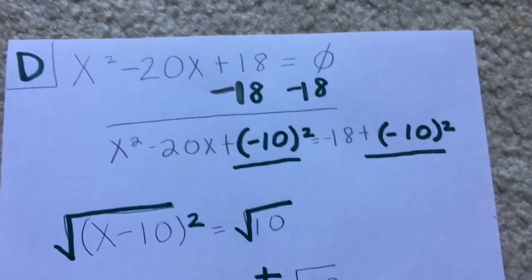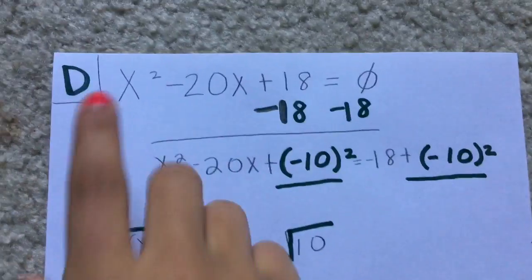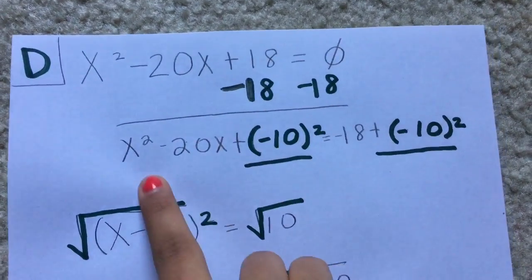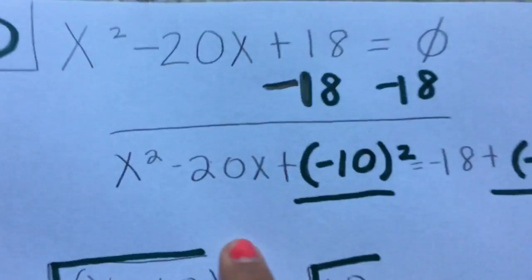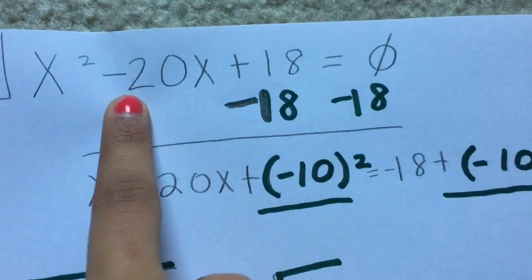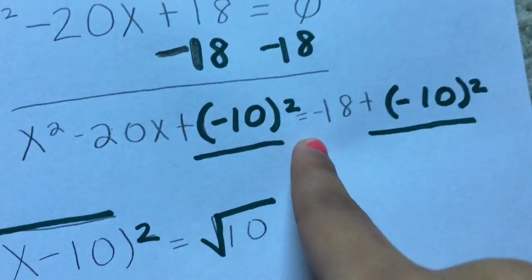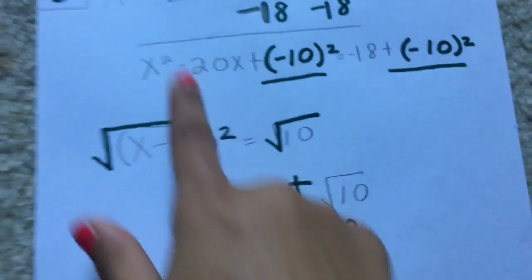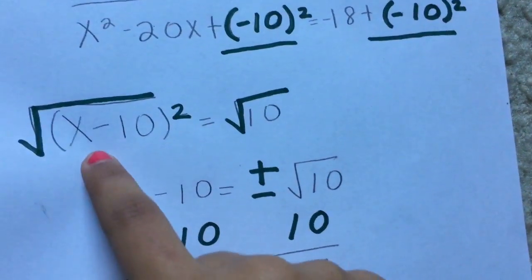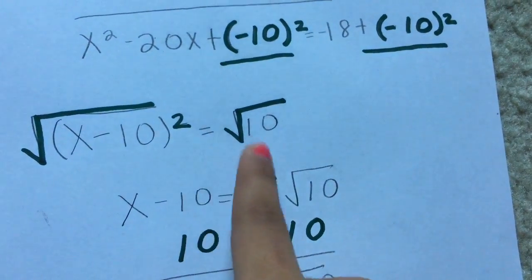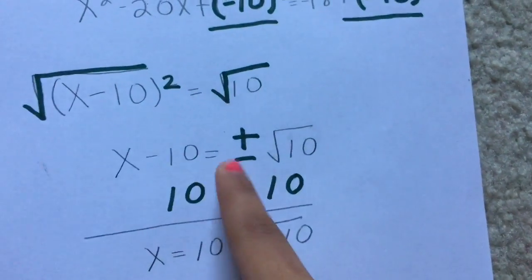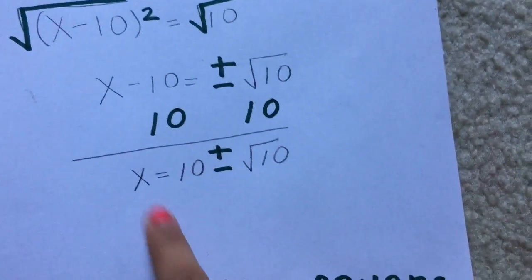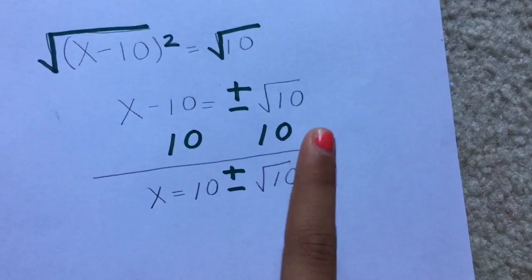For the next equation, I completed the square. I did x squared minus 20x plus 18 equals 0. I subtracted the 18 from both sides and got x squared minus 20x plus the half of 20, which is negative 10 squared, equals negative 18 plus negative 10 squared, which is a half of negative 20. And then I brought it down here and got x minus 10 squared equals 10. I square rooted those and got x minus 10 equals positive or negative square root of 10. Then I added the 10 and got x equals 10 plus or minus the square root of 10.